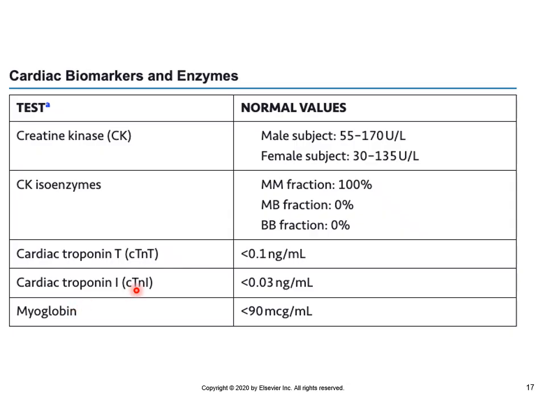Troponin T and troponin I. So troponin T in a normal situation should be less than 0.1, and then troponin I is less than 0.03. Again, if it's high, then that means that the heart muscle is struggling. Myoglobin is another enzyme that we check, and it should be below 90.